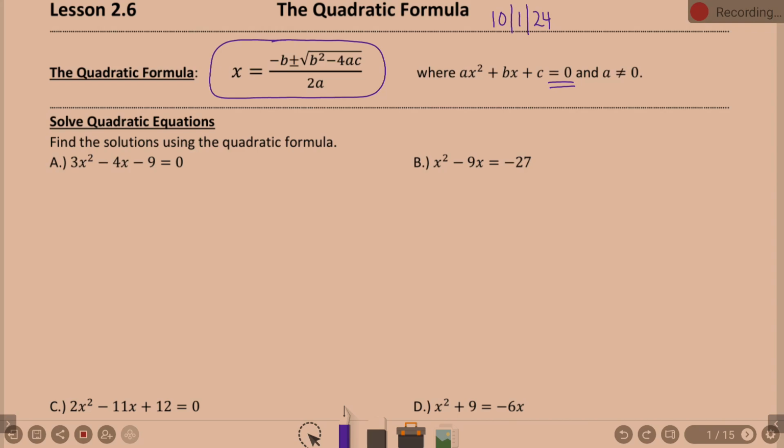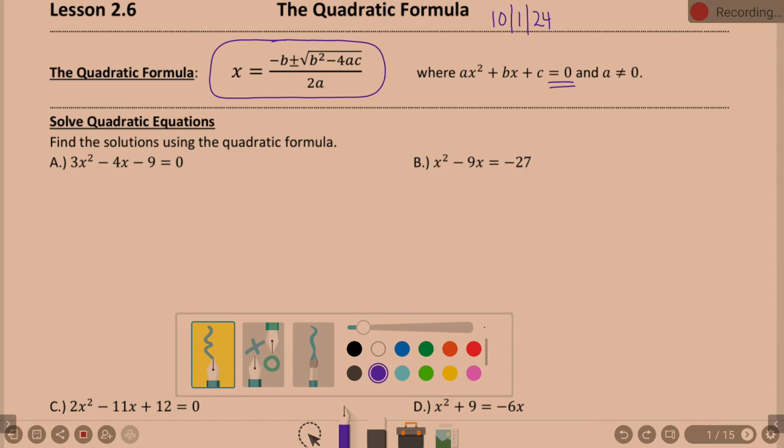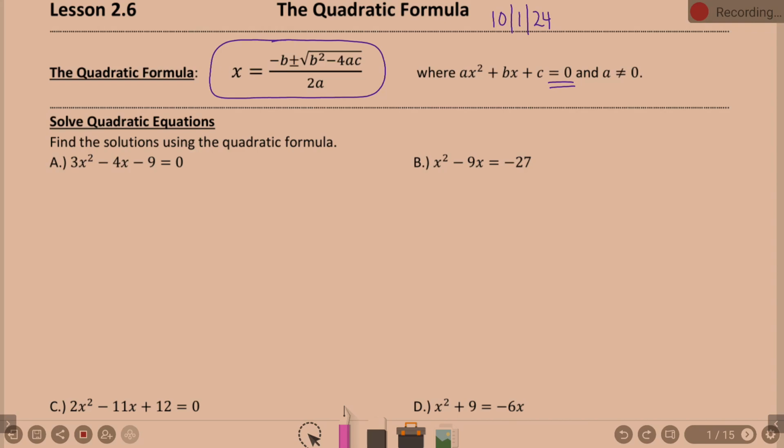So, let's start with our ABCs. What's A? 3, because it's the number in front of x squared. What's B? Negative 4, because it's the number in front of x. And what's C? C is negative 9. Okay? From here, folks, plug them into your formula.